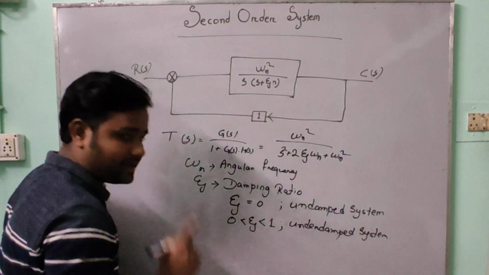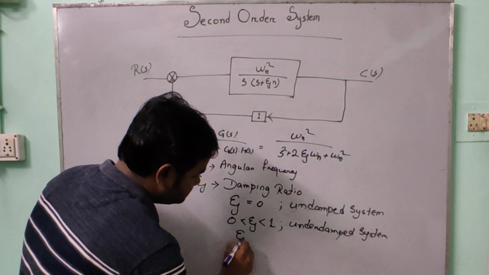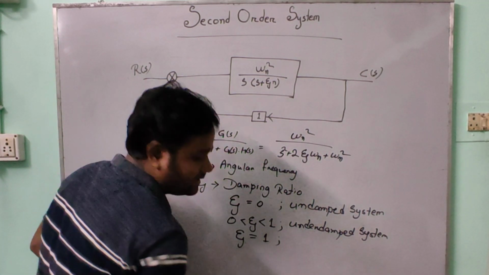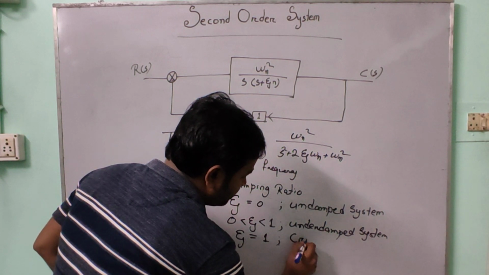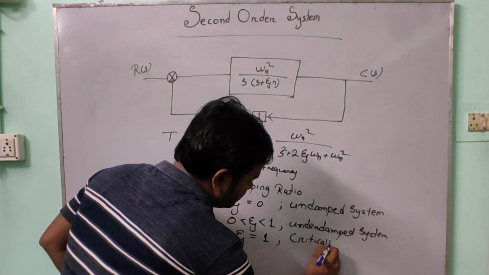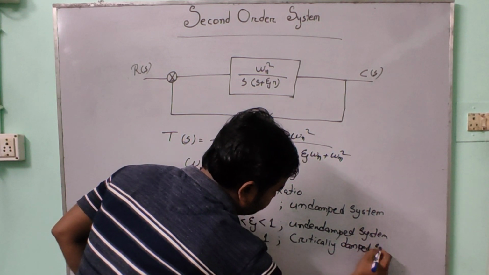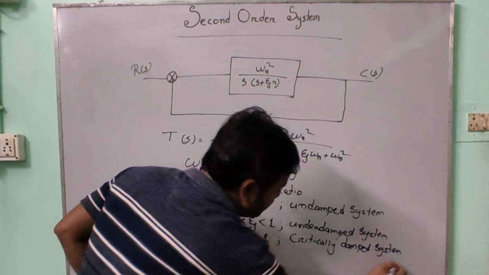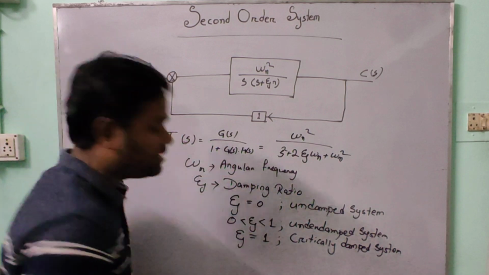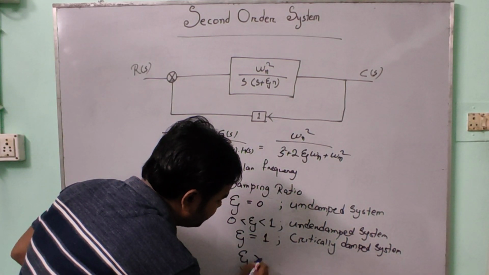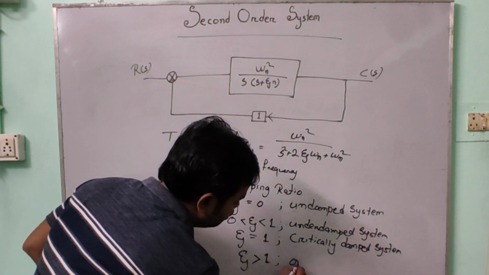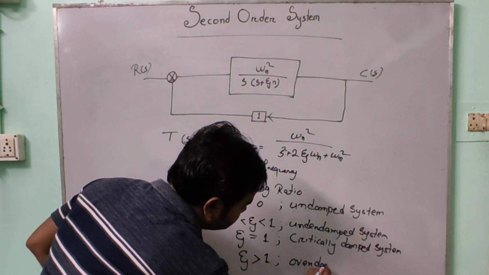If zeta is equal to 1, then it is a critically damped system. If zeta is greater than 1, then it is an overdamped system.